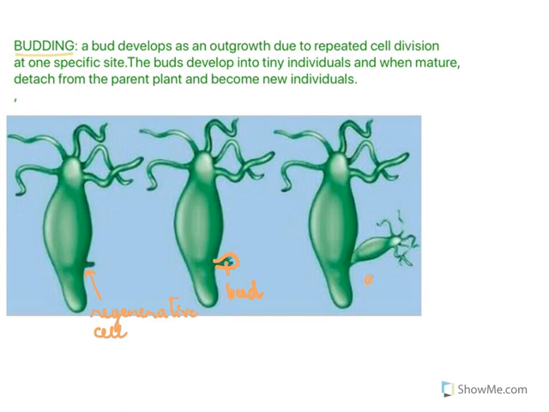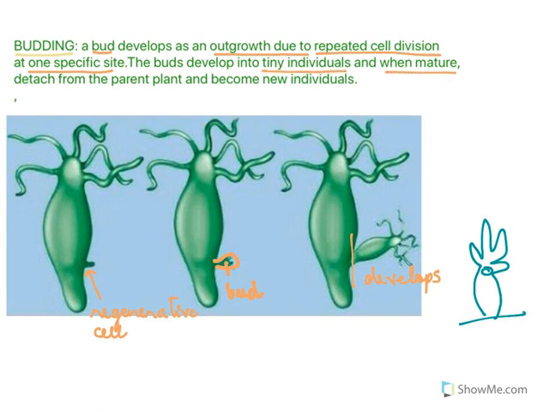The bud then slowly develops into a new individual, and once it is mature, it will cut off and you get a new hydra. So in bud formation, a bud develops as an outgrowth due to repeated cell division at one specific site. The buds develop into tiny individuals, and when mature, they detach from the parent and become a new individual.